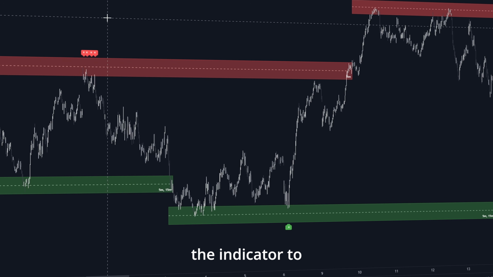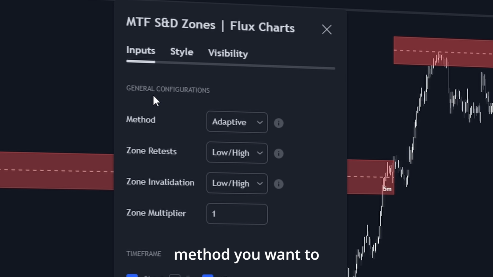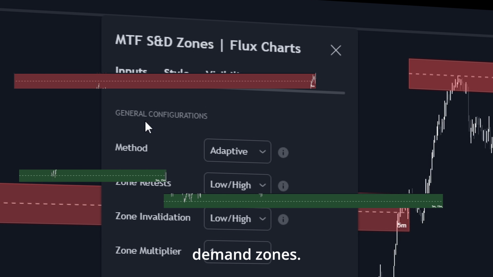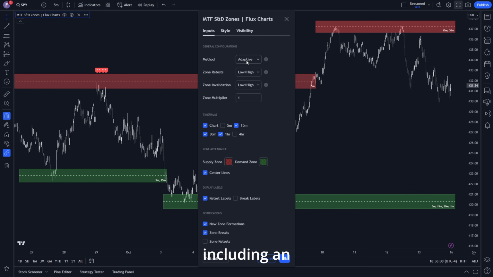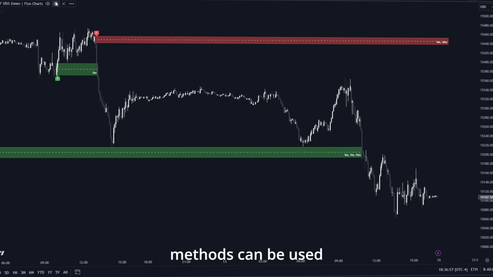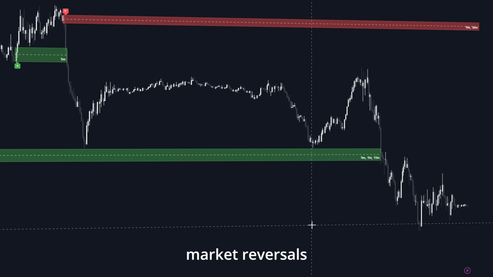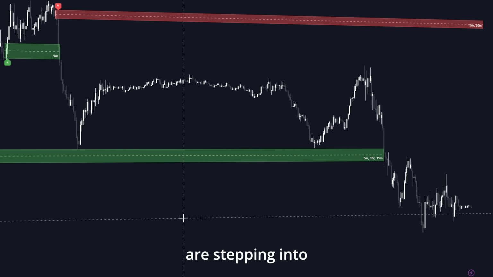Once you've added the indicator to your chart, there's a couple settings you can play around with. First is the method. This will help you determine what method you want to use when detecting these supply and demand zones. We've developed two different methods, including an adaptive and basic method. Both of these methods can be used on multiple time frames, and they can be used to spot potential market reversals and areas where buyers or sellers are stepping into the market.